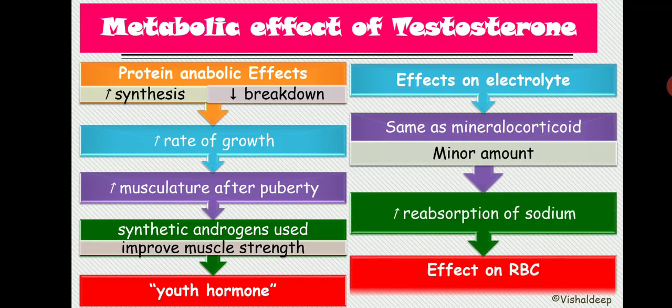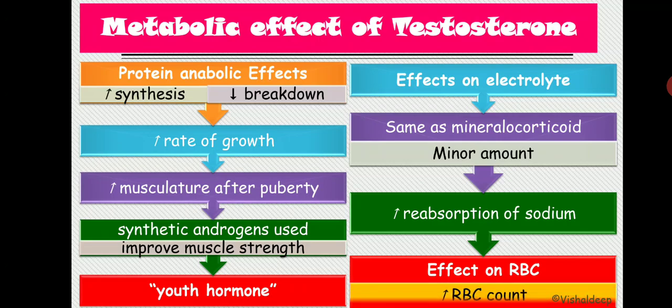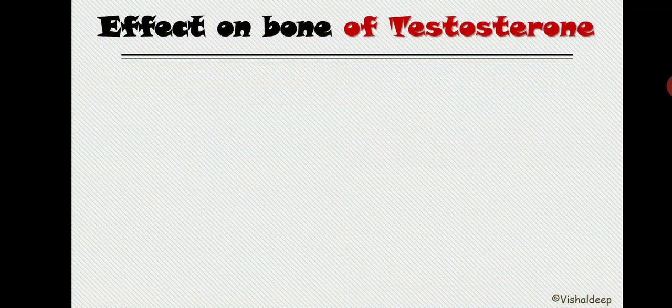Now effect over the RBC. What is the effect on RBC? It basically increases RBC count. How? Testosterone does not appear to directly stimulate the development of red blood cells, but it indirectly increases the erythropoietin level. Got it? So testosterone will increase erythropoietin. That's why hematocrit is higher in males as compared to females.